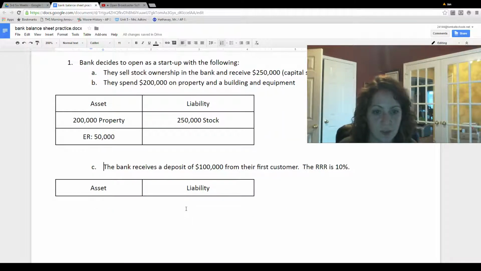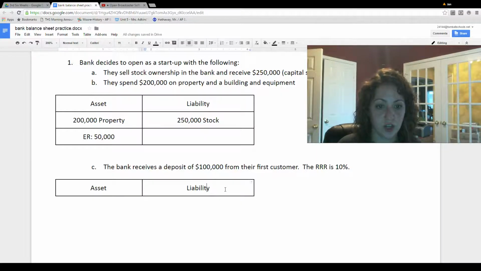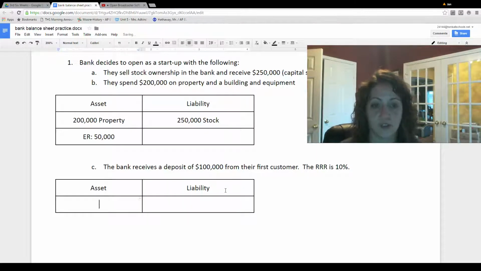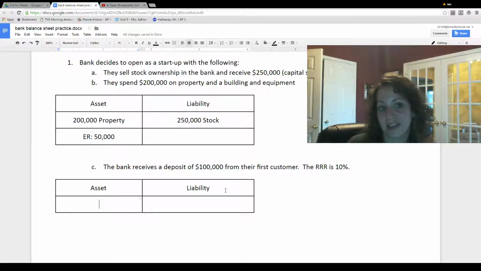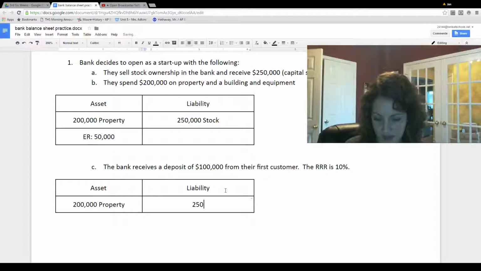The bank receives a deposit of $100,000 from their first customer. The RRR is 10%. The transactions from question number 1 haven't changed. So here we go. What I'm going to ask myself is what has changed and what hasn't. On the asset side, does it have anything to do with property? Did they sell property? Did they gain property? No. So it's still going to be $200,000 on property. Nothing happened to the stock, so we're just keeping that the same.